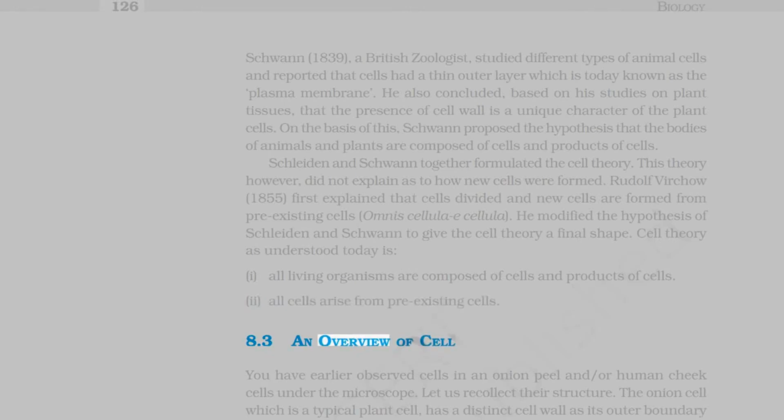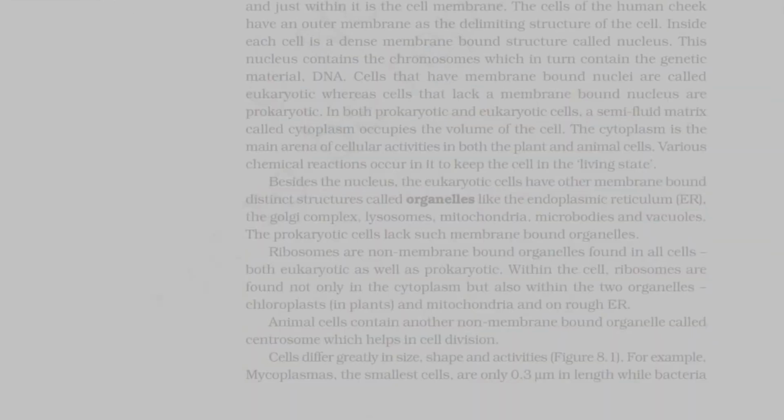8.3 An overview of cell. You have earlier observed cells in an onion peel and human cheek cells under the microscope. Let us recollect their structure. The onion cell, which is a typical plant cell, has a distinct cell wall as its outer boundary, and just within it is the cell membrane. The cells of the human cheek have an outer membrane as the delimiting structure of the cell.